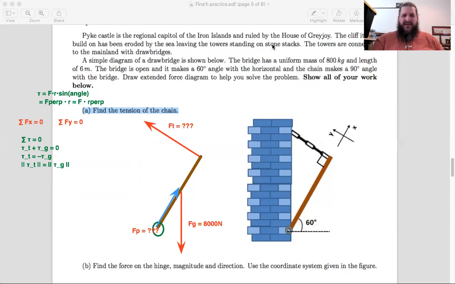We've got our radius vector here, which in this case is just half of the length, so that'll be 3 meters. So for gravity, R is 3 meters. And the angle we're talking about is this angle. And since we've got a 60-degree angle here with the horizontal, the angle made with the vertical is going to be 30 degrees. So that should be a 30-degree angle.